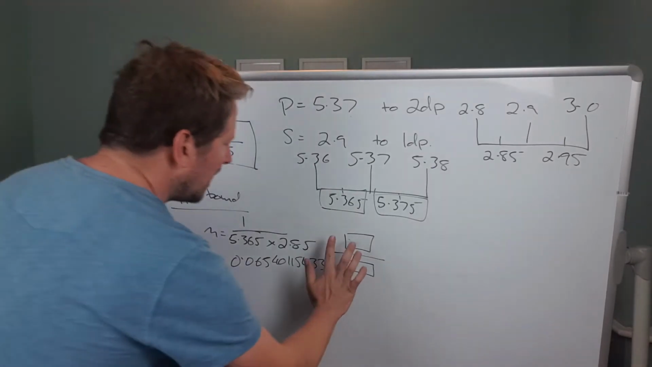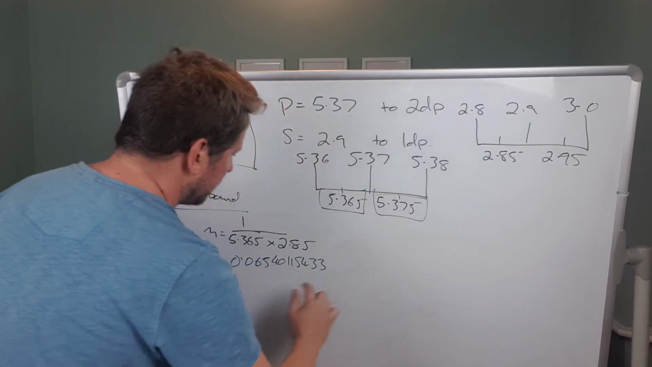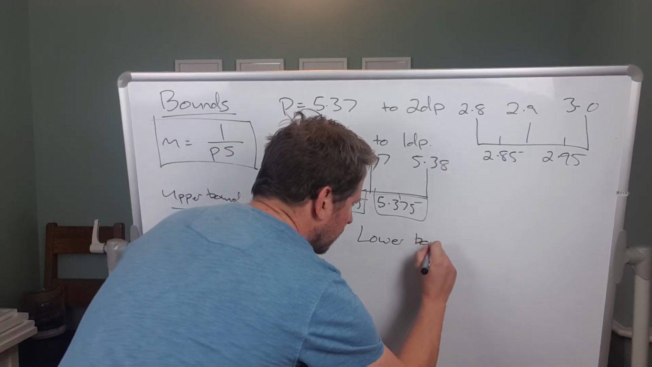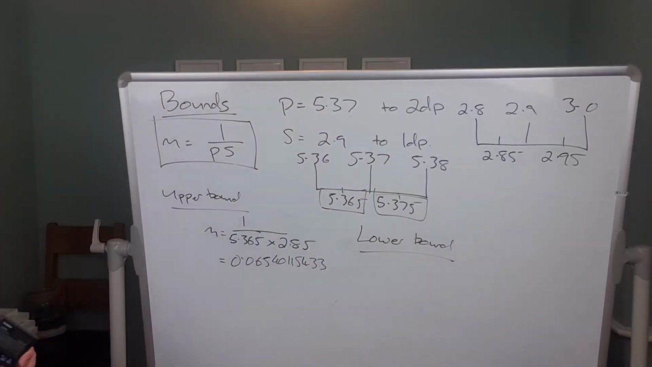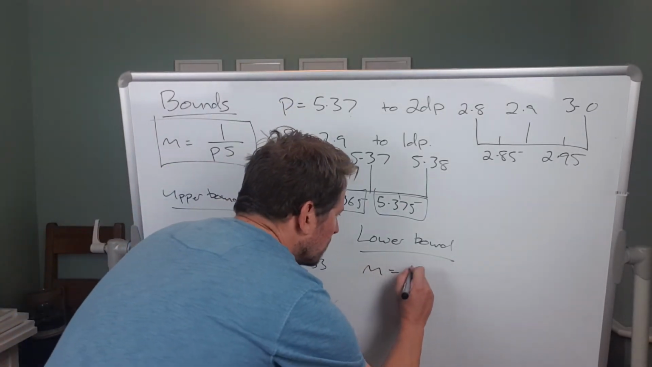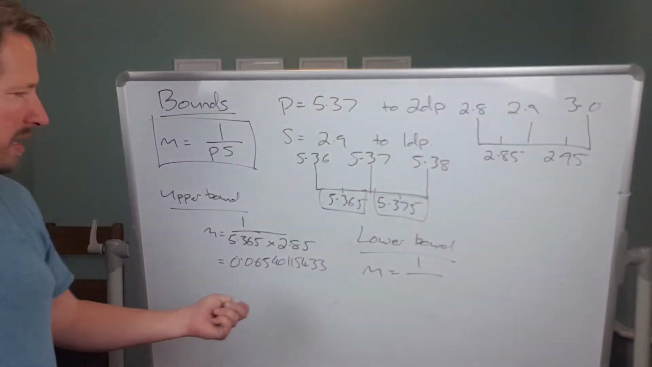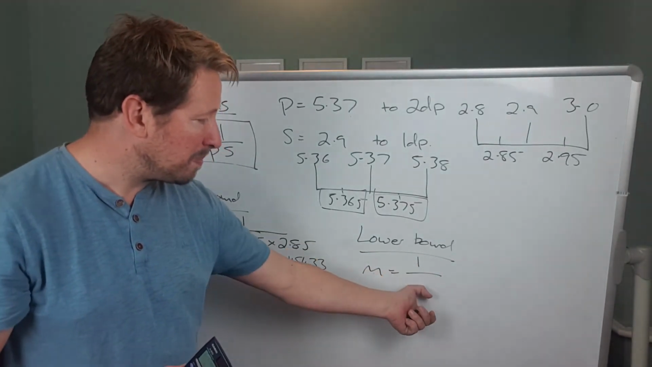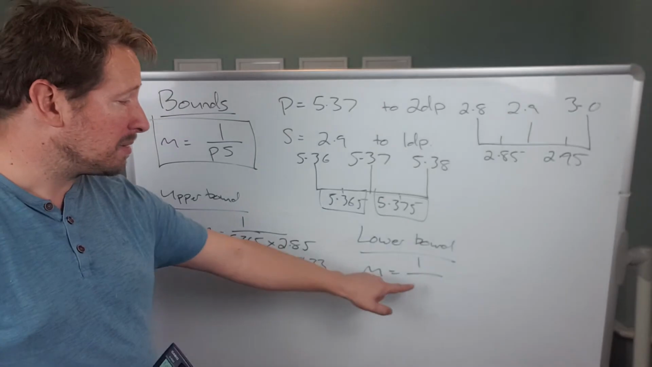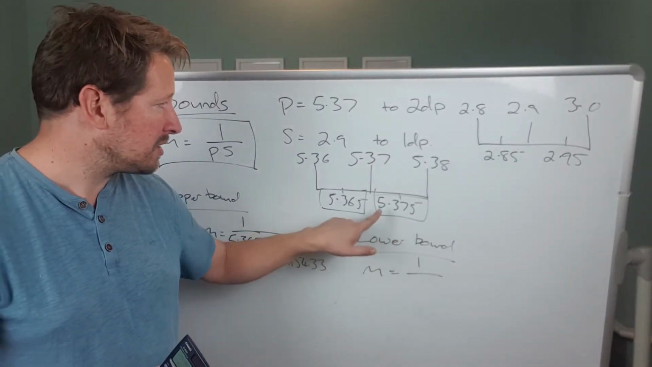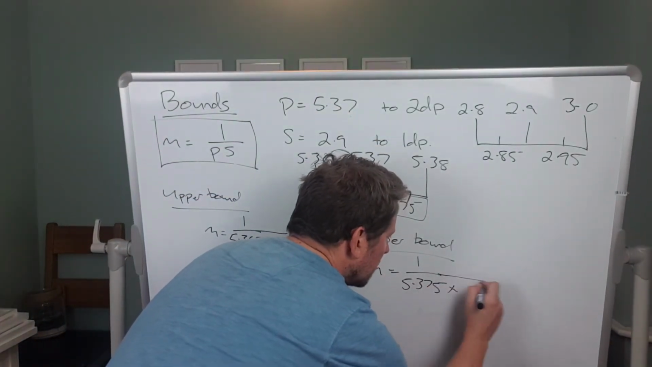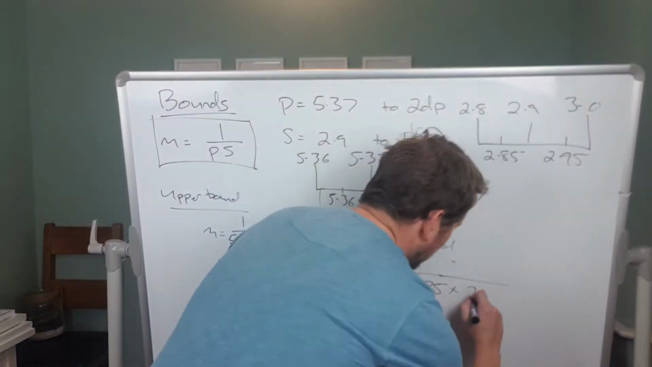Now, if you had to work out the lower bound, let's do the lower bound over here. So the lower bound means you've got to make it as small as possible. So if M equals 1 divided by something times something, to make this as small as possible, I want to do 1 divided by something big, the biggest it can be. Now the biggest the bottom can be is P times S, so the biggest P can be is 5.375 times by the biggest that S can be, which is 2.95.